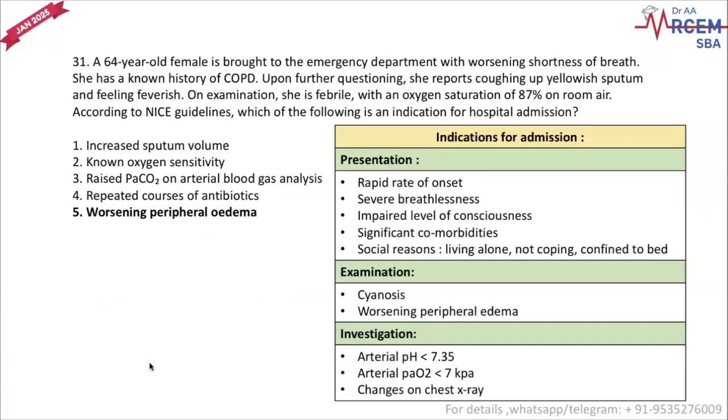A 64 years old female is brought to the emergency department with worsening shortness of breath, and she is a known case of COPD. Upon further questioning, she reports coughing up yellowish colored sputum and fever. On examination, she is febrile and has a saturation of 87% on room air. According to the NICE guidelines, which one of the following is an indication for hospital admission?